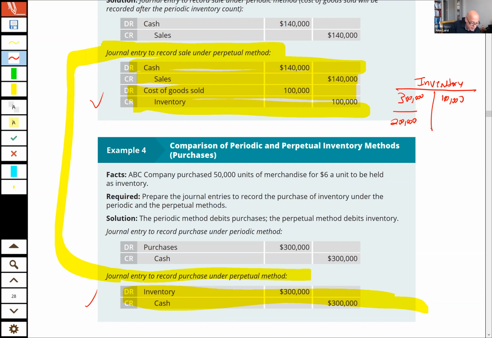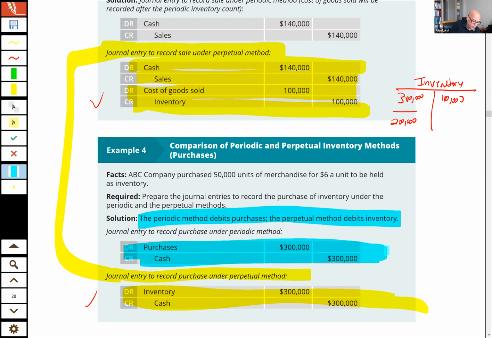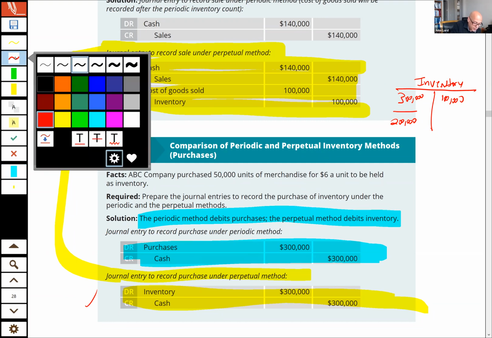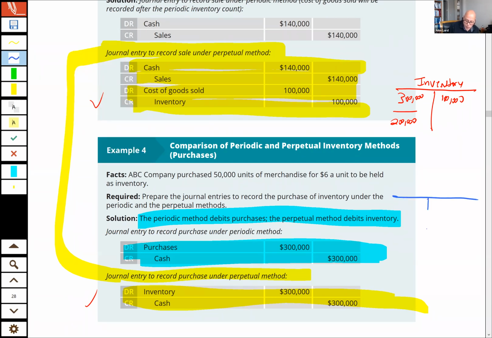Now, let's say, though, we were using the periodic method. Under the periodic method, instead of debiting inventory when I purchase the inventory, now I'm going to debit purchases for 300,000. And I'm not going to count the inventory during the year. But at the end of the year, I'm going to count the inventory. And that's how I'm going to calculate my cost of goods sold.